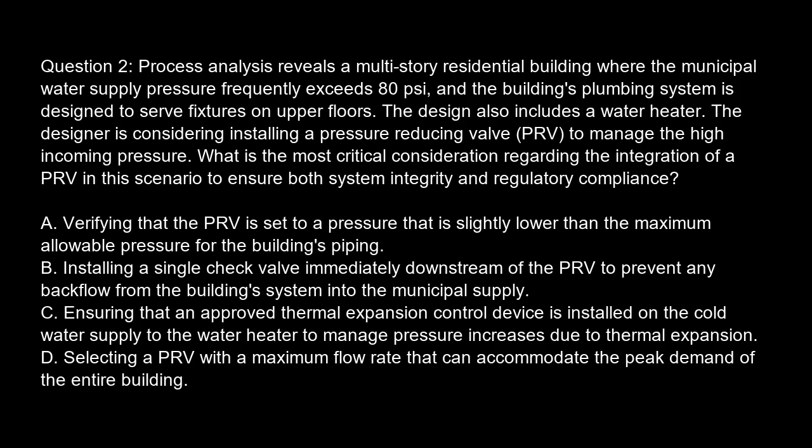Option A. Verifying that the PRV is set to a pressure that is slightly lower than the maximum allowable pressure for the building's piping. Option B. Installing a single check valve immediately downstream of the PRV to prevent any backflow from the building system into the municipal supply. Option C. Ensuring that an approved thermal expansion control device is installed on the cold water supply to the water heater to manage pressure increases due to thermal expansion. Option D. Selecting a PRV with a maximum flow rate that can accommodate the peak demand of the entire building.